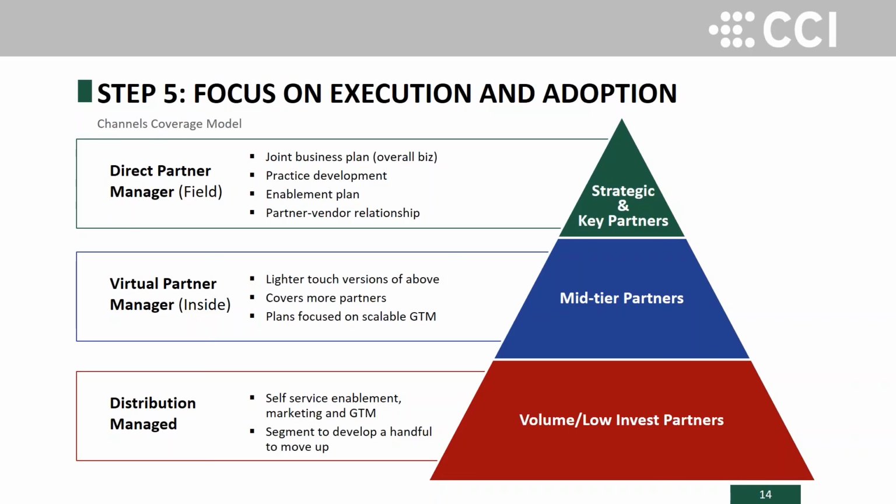This is a simple three-level model that puts field partner account managers with your strategic and key partners, and they do things like a joint business plan, practice development, and enablement plan, and they manage the partner-vendor relationship with a defined set of partners. The ones in the middle might be partners you're working with in the mid-market that do significant volume there, but maybe not enough to have a full-time outside sales or direct field rep with them. And so you have an inside sales or inside channels function that manages lighter touch versions of what the direct partner manager is doing.